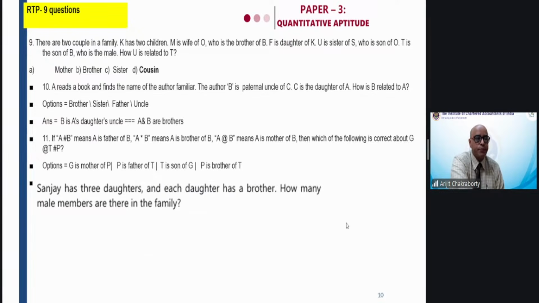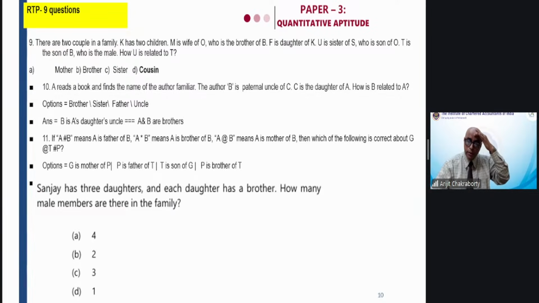Sanjay has 3 daughters and each daughter has a brother. How many male members are there in the family? So Sanjay has 3 daughters. Sanjay is male. 3 daughters, D1, D2, D3, and each daughter has a brother. That means Sanjay has 3 daughters and 1 son.